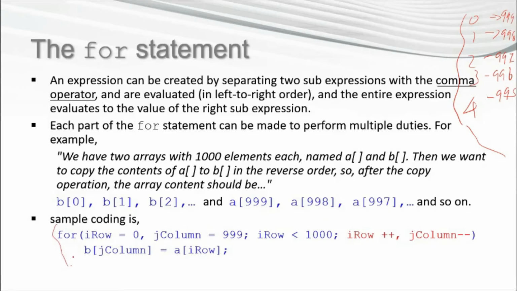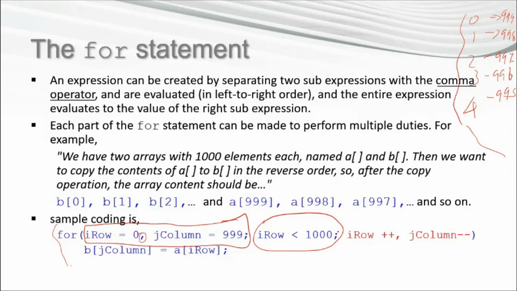See, for i row equal to 0, j column equal to 999. Here two expressions are inserted together, i row equal to 0 as well as j column equal to 999, with a separating comma in between. So two statements can be incorporated together inside a for loop. No problem. These are two initialization statements inserted together. Then i row is less than 1,000.